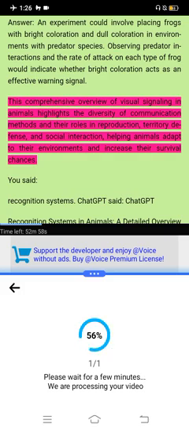This comprehensive overview of visual signaling in animals highlights the diversity of communication methods and their roles in reproduction, territory defense, and social interaction, helping animals adapt to their environments and increase their survival chances.